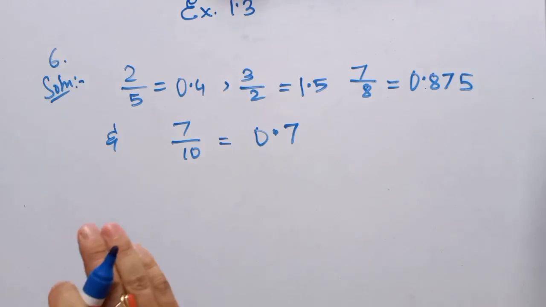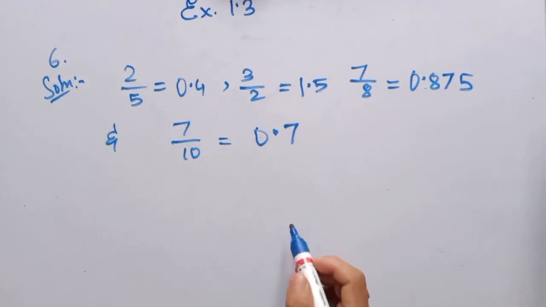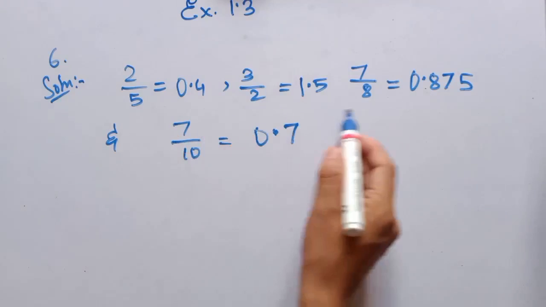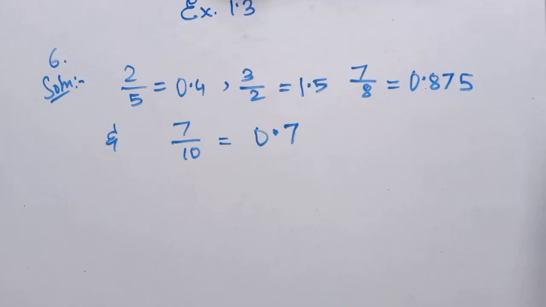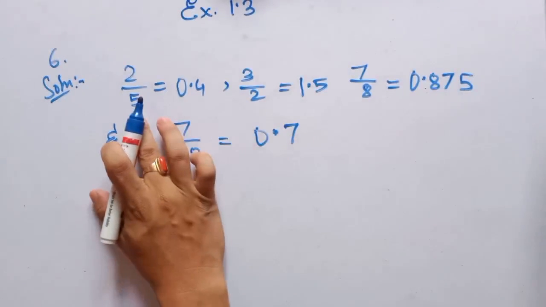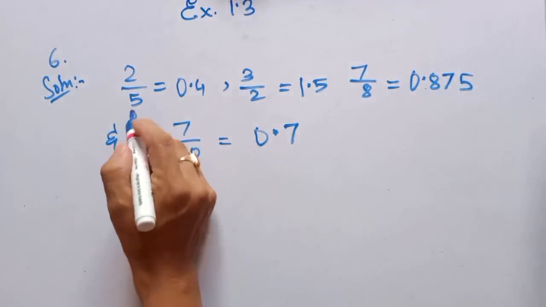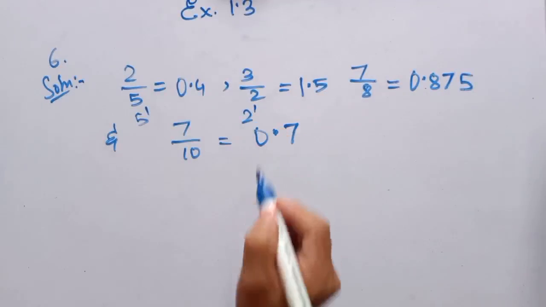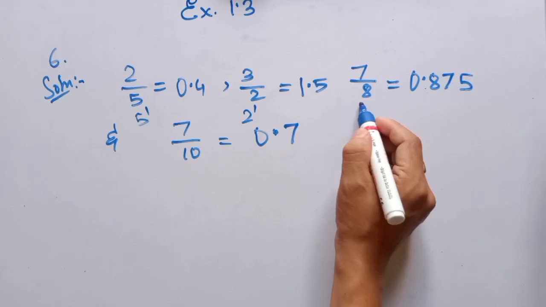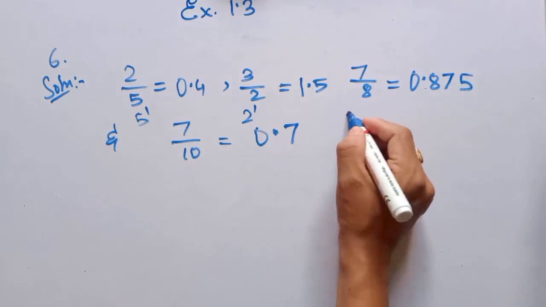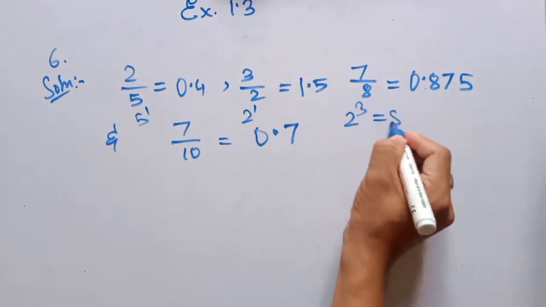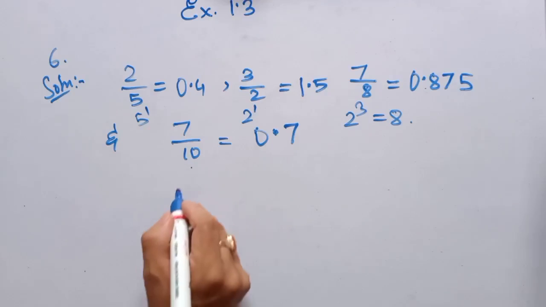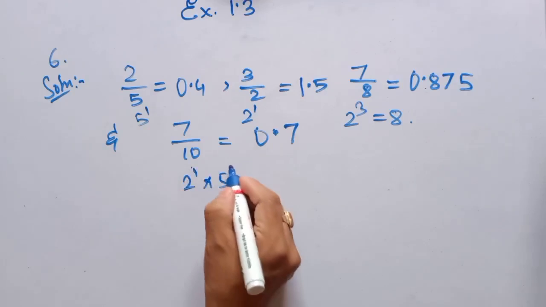So after converting these numbers into their respective decimals, we get terminating decimals, which the question asks you to take up. As you can see, the denominators of these numbers are either a power of 2 or a power of 5. That is, the denominator 5 is a power of 5 and the denominator 2 is a power of 2. And the denominator 8, after prime factorization, is 2 cubed. And the denominator 10 is 2 to the power 1 into 5 to the power 1.